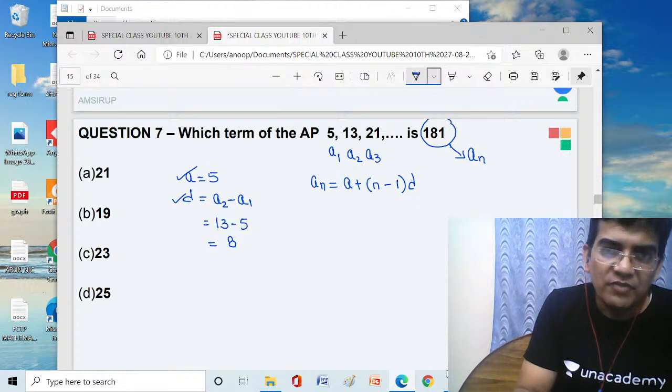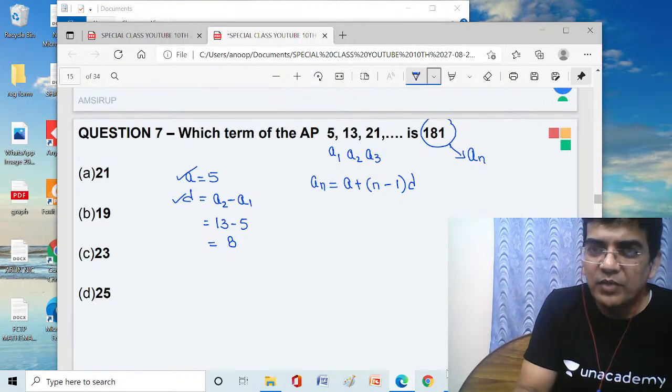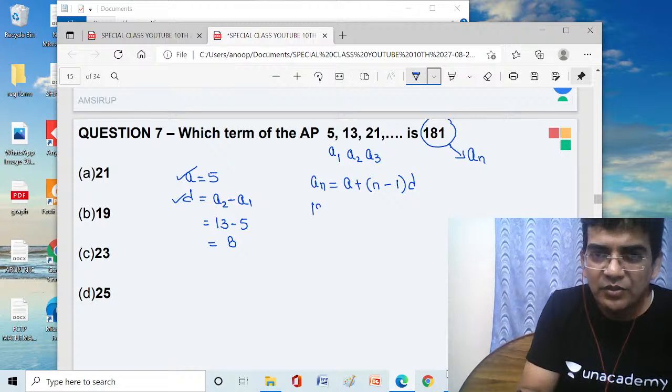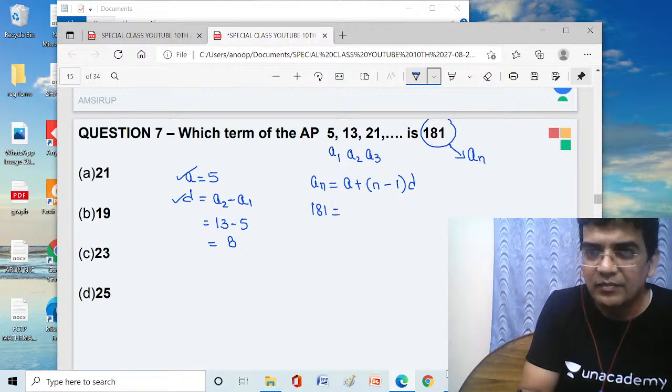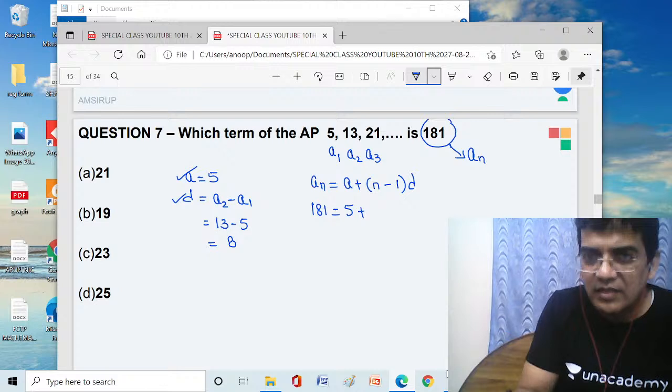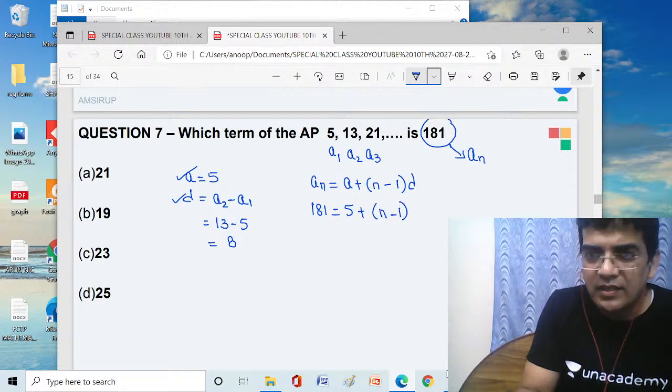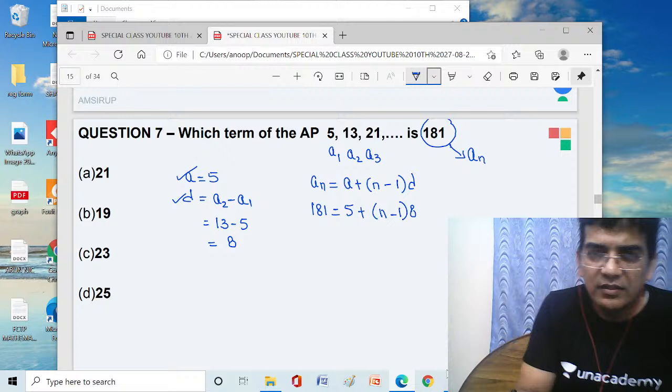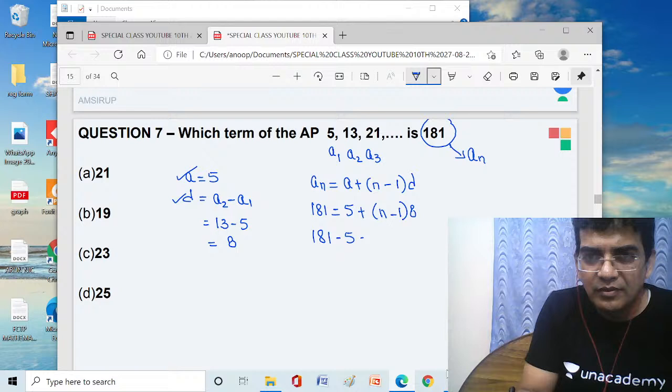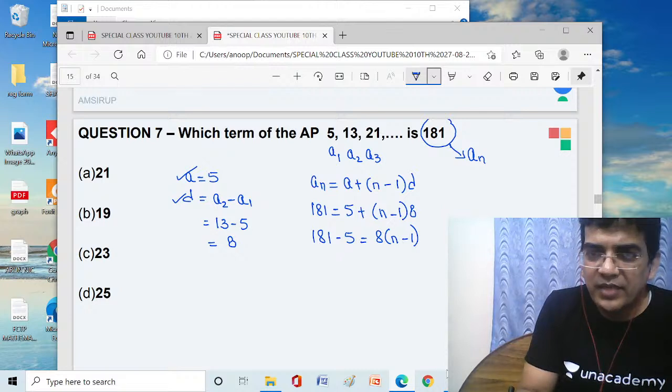Now in this formula, I am going to substitute these values. 181 has been considered as the nth term, so I'm going to write it as 181. A means the first term, that is 5. Now I need n. D over here is 8. Now let's solve this equation. So first of all, from 181 you subtract 5, and on the right side it is 8 times n minus 1. So from 181 you subtract 5 and you get 176. On the right side it is 8n minus 8.